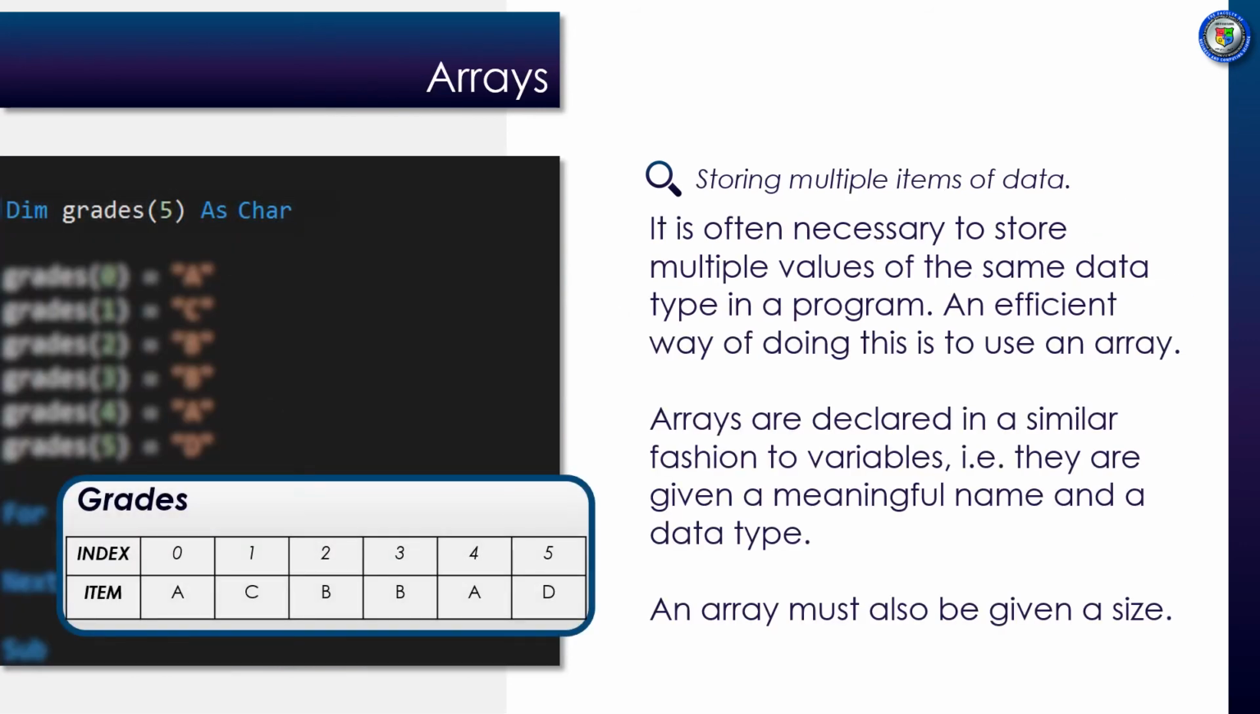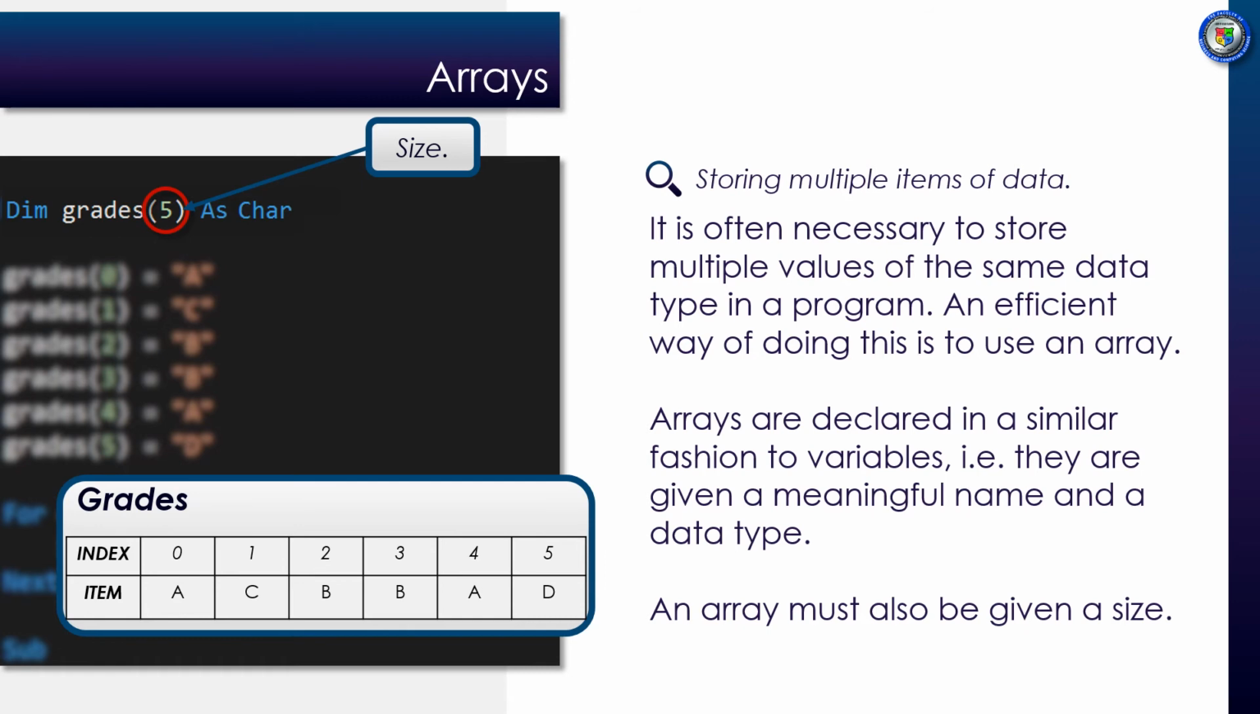Up until now, we have spoken about assigning single values to our variables. One piece of data can be stored in a variable. It's often necessary to store multiple values of the same data type. The most efficient way of doing this is using an array. Arrays are declared in a very similar fashion to a variable. We use a declaration command, which is dim, standing for dimension. We give our array a meaningful name so that we know which data is stored inside it. In this case, it is grades.